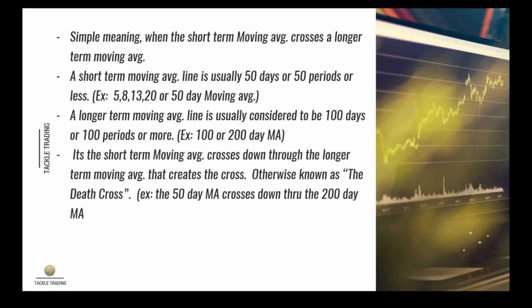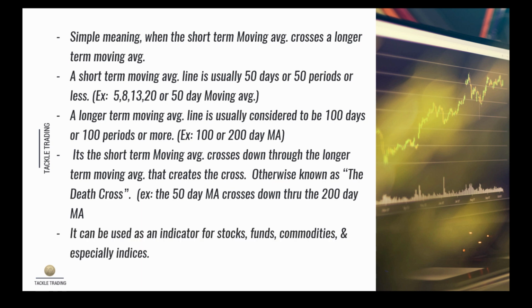So the cross happens when you see the short-term moving average crossing down through the longer-term moving average. That's what creates the cross, otherwise known as the death cross. And the most popular one, once again, is usually the 50-day moving average crossing down or downtrending and crossing through the 200-day moving average.